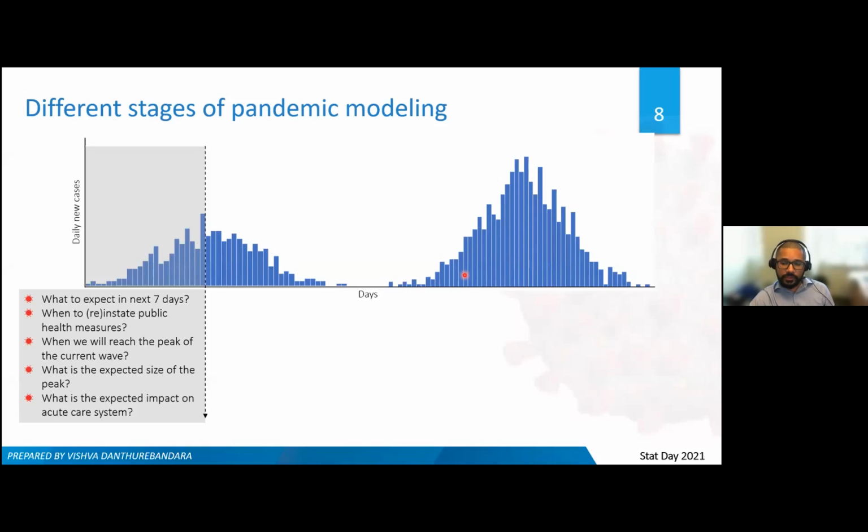And eventually, thanks to the restrictions, we will reach the peak and cases will start going down.